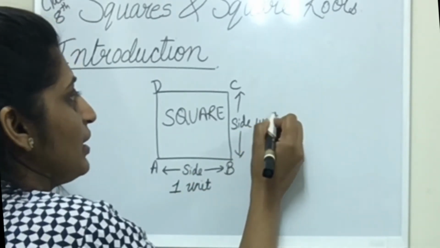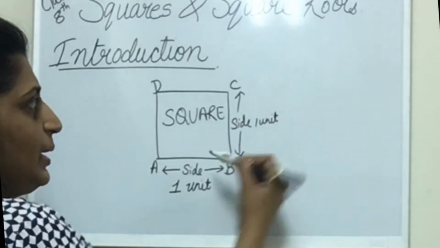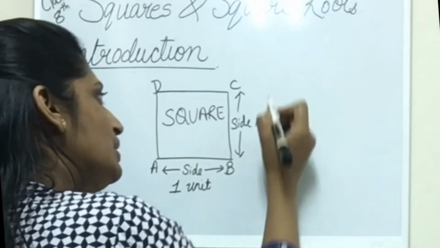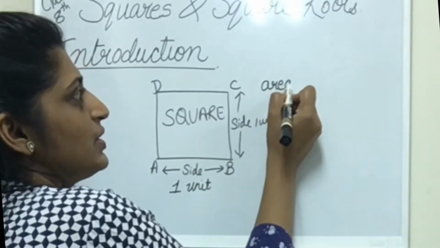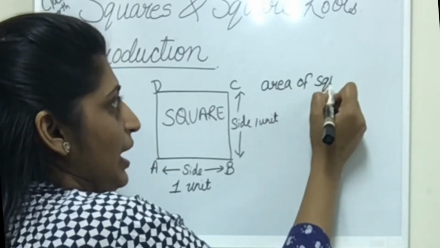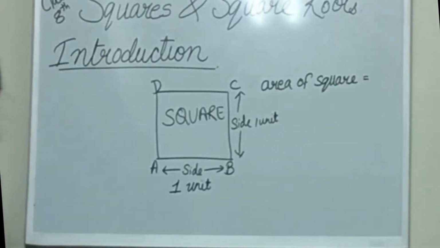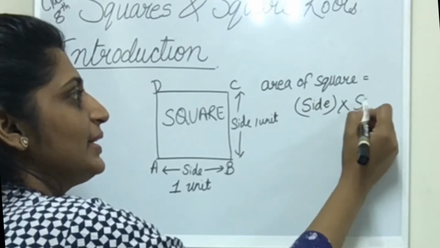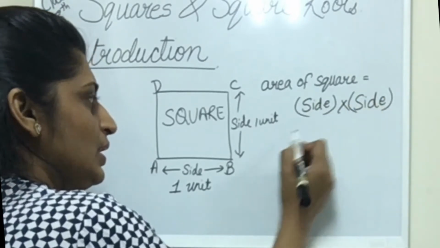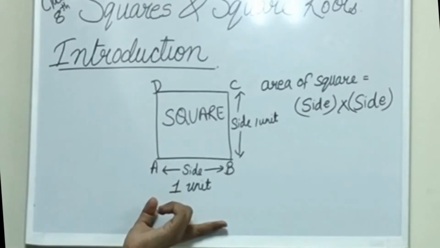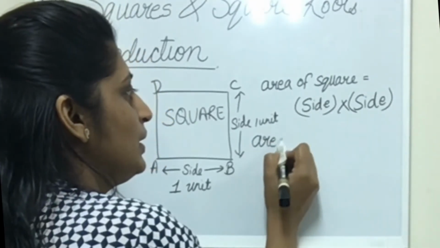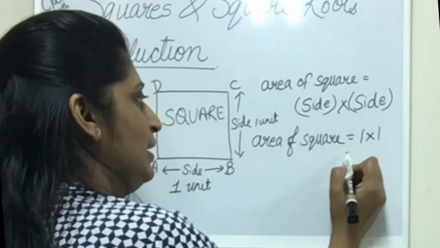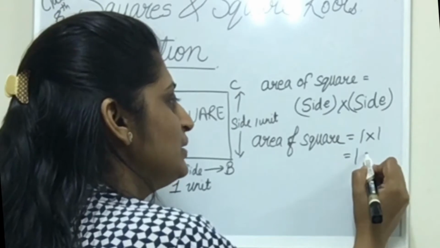So, every side, either AB, BC, CD or AD, they all measure 1. Now I need to find the area of the square. We all know the area of square is side multiplied by side, right? So if the side is 1 unit, area of the square will be 1 times 1 and it will be 1 unit square.